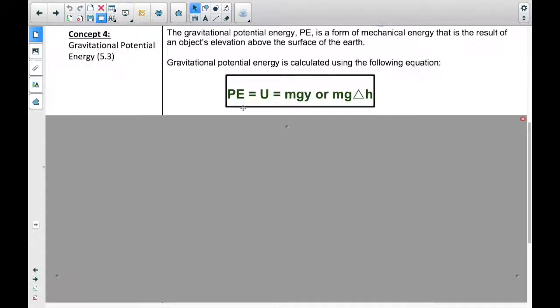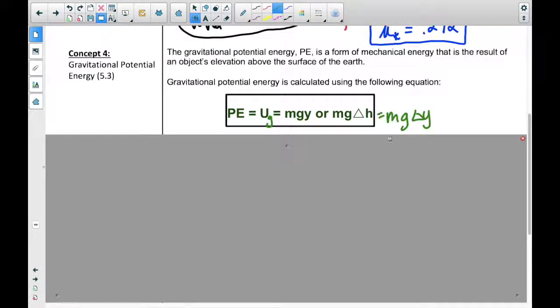And so we have this formula. PE is what our textbook uses for potential energy. U is what our AP uses for potential energy. I might call that U sub G for gravitational potential energy. And then mgy is just mass times gravity times the height. The AP sheet actually calls it mg delta y, and I wrote down here mgh, but on the AP sheet it is mg delta y.